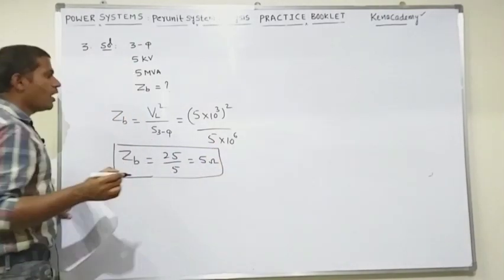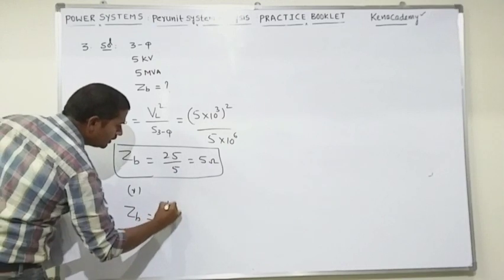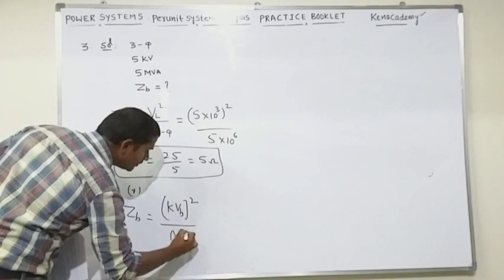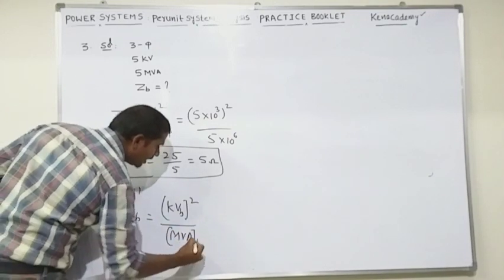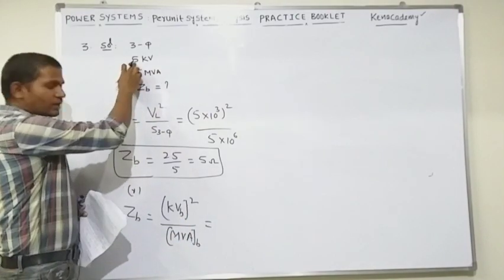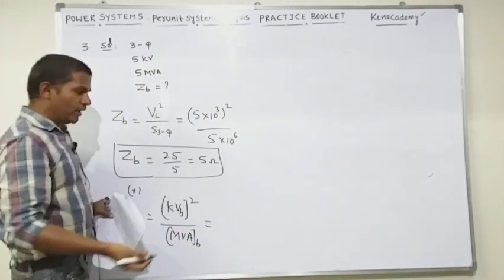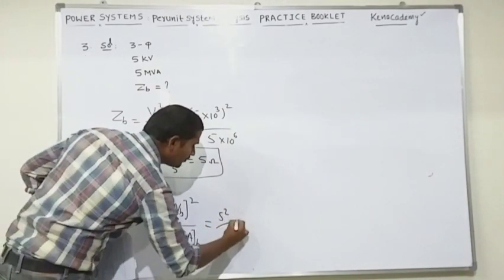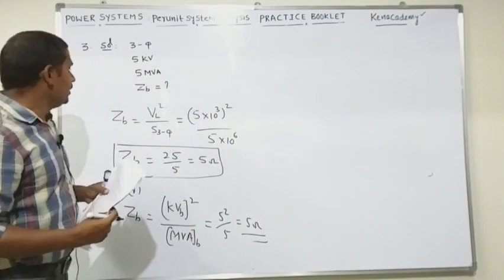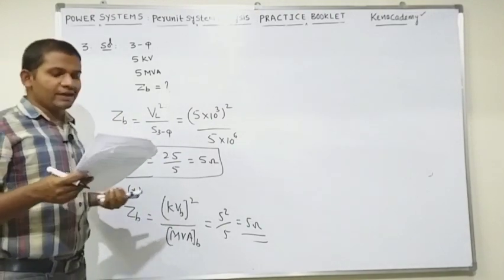Or otherwise use the formula that you know. This formula directly also you can use. ZB equal to kV base square by MVA base. Like this also you can use, because it is not mentioned whether star connected or delta connected. Then what is the kV base? 5 kV, that is 5 square by 5. 5 square 25 by 5. Then how much can you get? Again we get the same answer, 5 ohms only. Clear? Understood? Okay. Then the answer for question number 3 is option A.